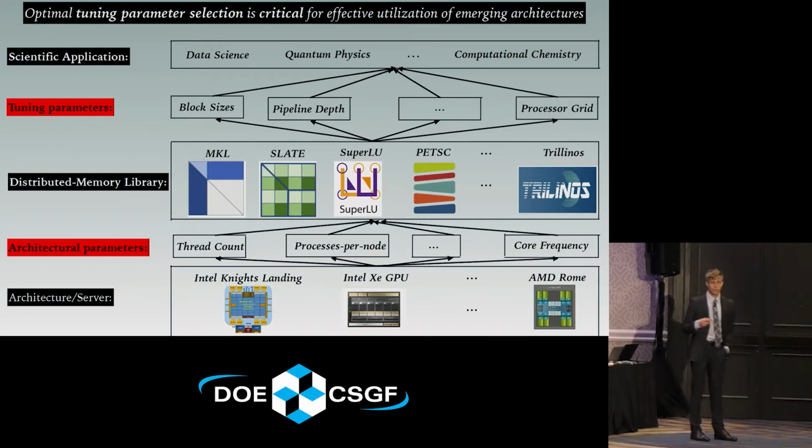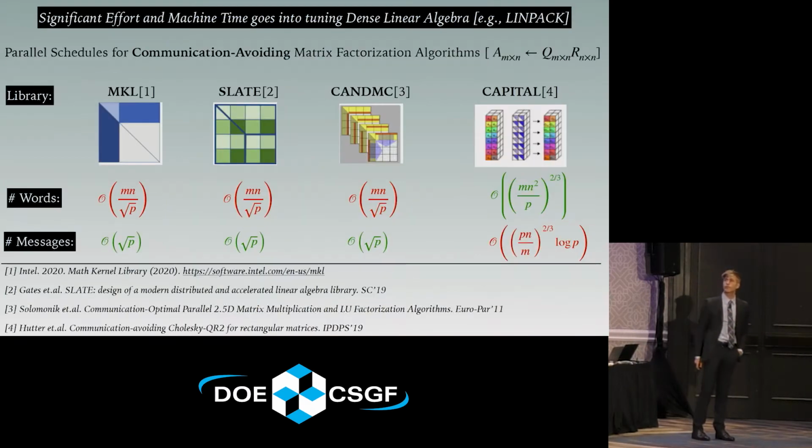And so scientific applications, right, as I mentioned, are not just dependent on a choice of library or architecture, but on tuning and architectural parameters as well. So for example, block sizes can control the amount of communication up and down the cache hierarchy, as well as the arithmetic intensity within loop nests. Pipeline depth can control the amount of task parallelism within applications. And processor grids can control or feature trade-offs in memory footprint, communication across the network, number of messages sent, et cetera. Architectural parameters, right, can include thread count per core, thread count across nodes, processes per node, even things such as core frequency, which has been studied very recently.